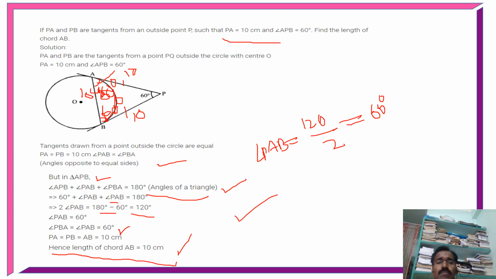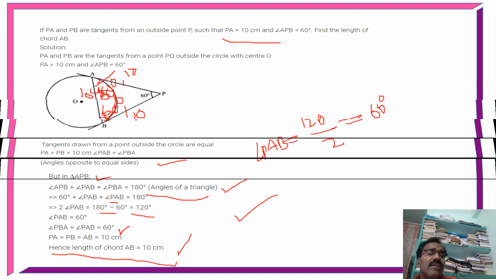As we know, PA and PB are the lengths of tangents. They are equal to 10 centimeters. Automatically, according to the properties of an equilateral triangle, the length of chord AB of the given circle is 10 centimeters. Now let us go to the next slide, students.